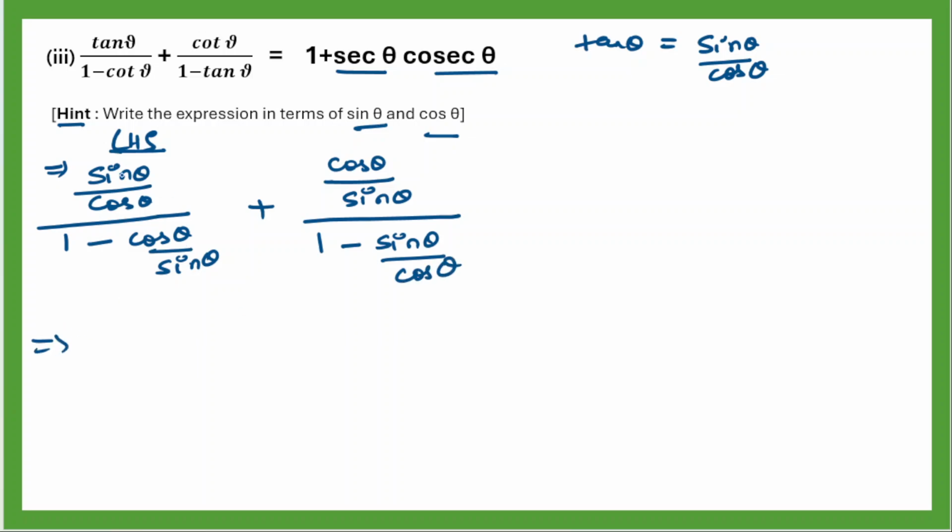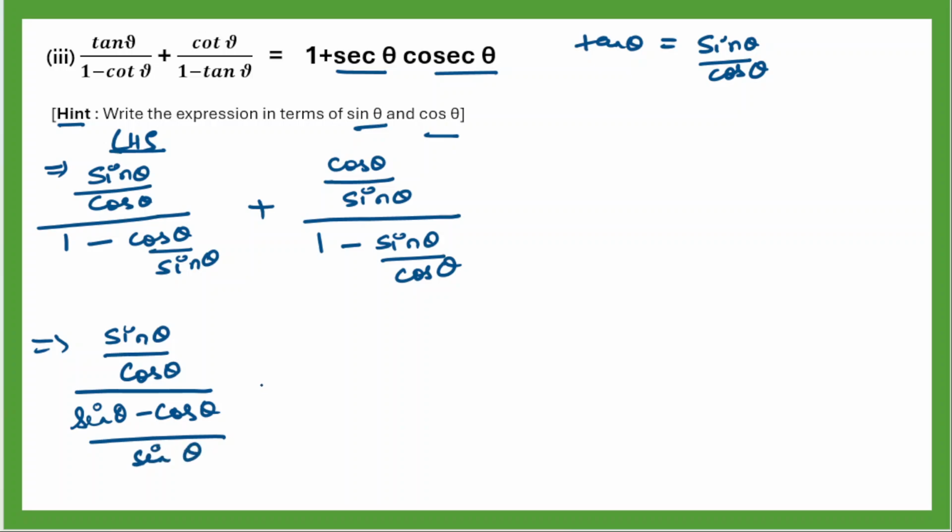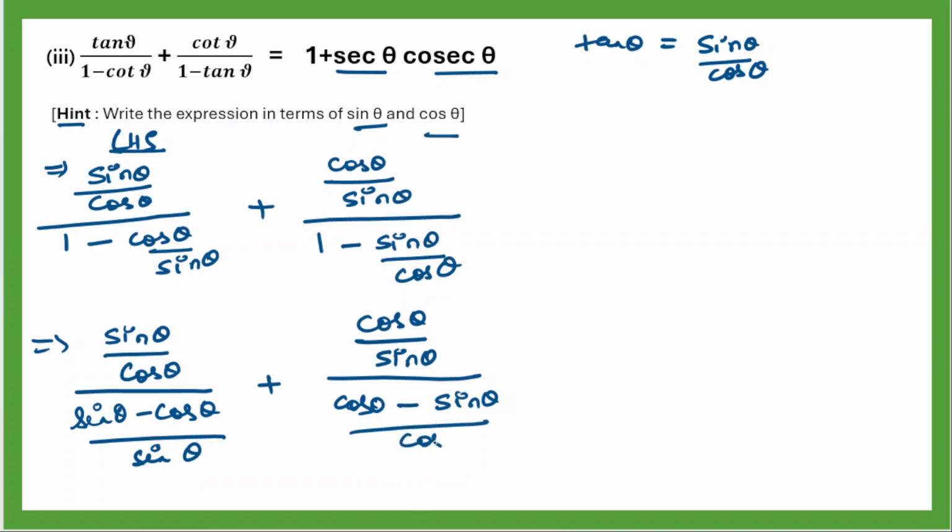Now we will try to solve this. So it will be sin theta divided by cos theta, and we will take LCM here. So it will be (sin theta minus cos theta) divided by sin theta, plus this will be cos theta divided by sin theta, and this will be (cos theta minus sin theta) divided by cos theta.